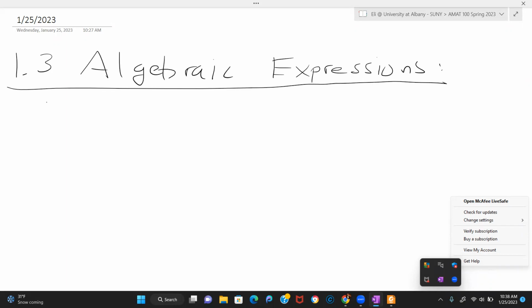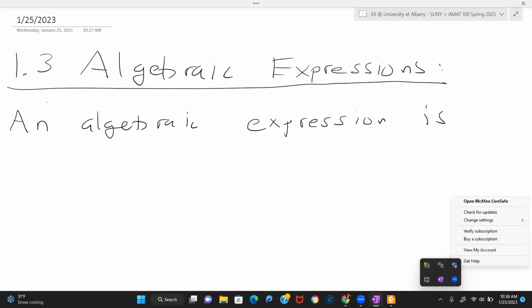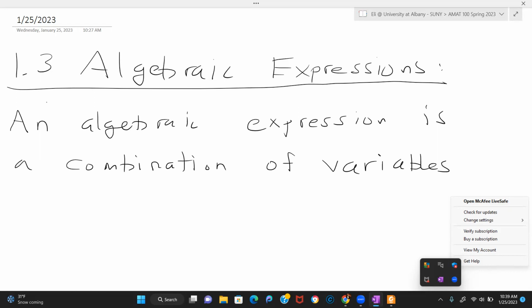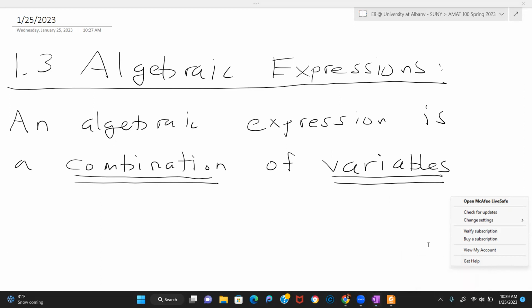So what is an algebraic expression? An algebraic expression is a combination of variables. And I'll explain what a variable is in a moment, although I'm sure most of us are, for the most part, familiar with what that is.